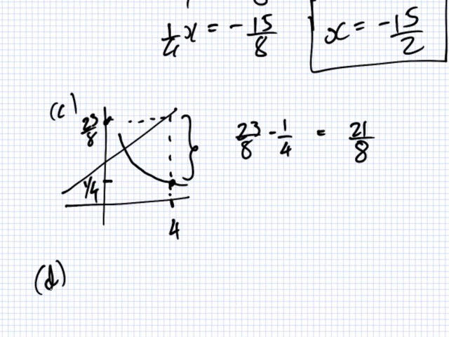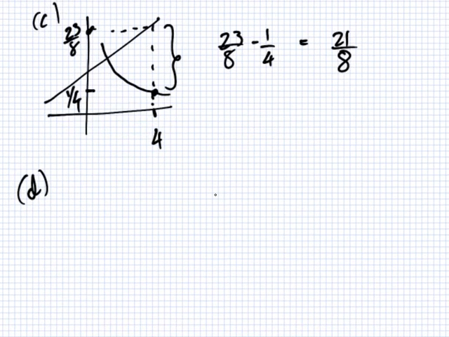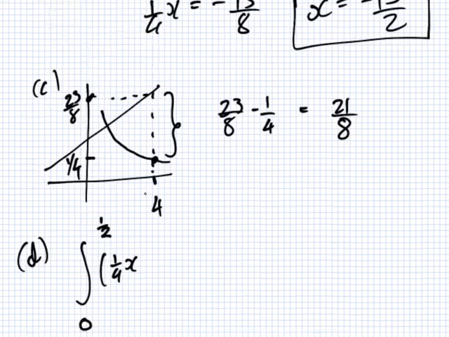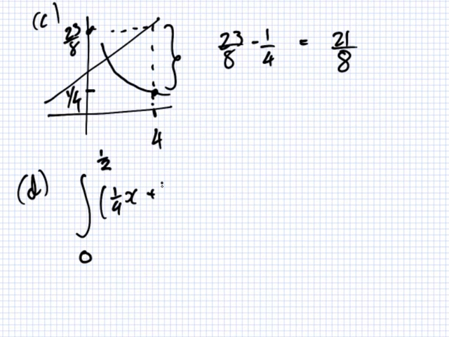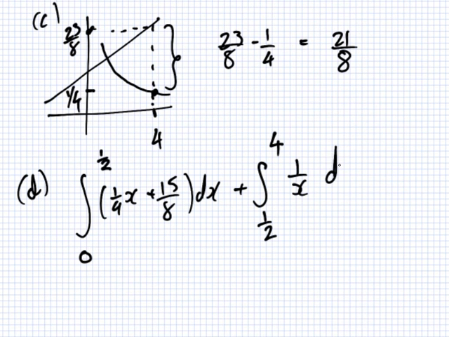D. Find the shaded area. I hate this one. But what I found out, can we just do it like this? Yeah, split it into 2 is what I was thinking. So the first part is from 0 to a half. And that's under the line. So what's the line here? A quarter x plus 15 over 8. And then the second part is under the curve, 1 over 2 to 4, 1 over x dx. Is that the shaded part? Yes, it is. I broke it into 2.